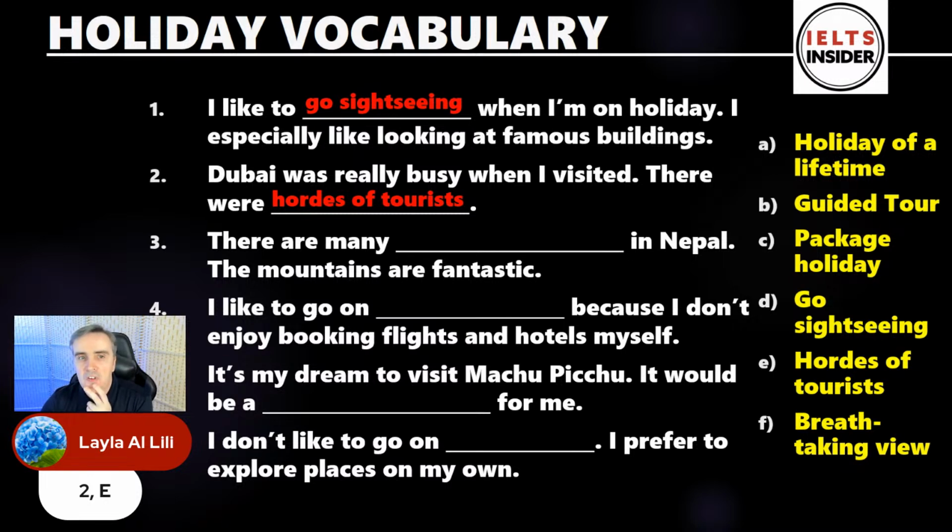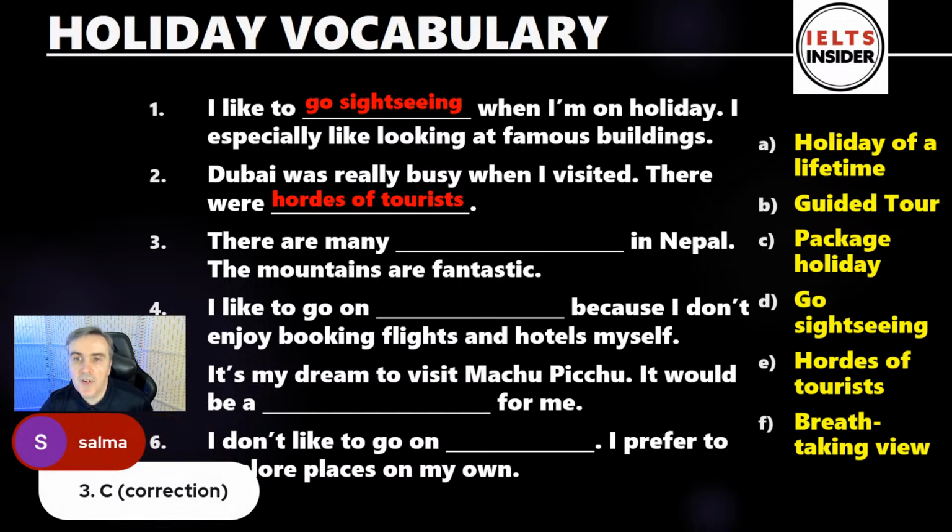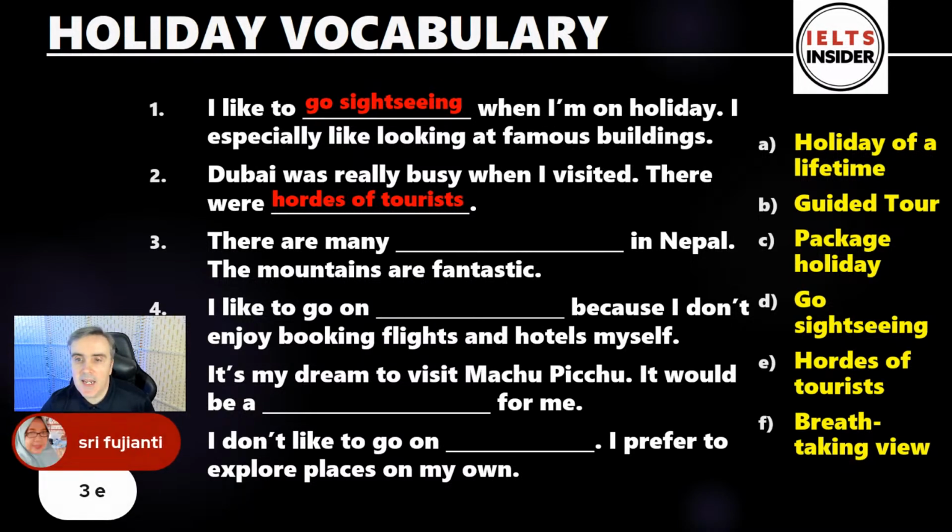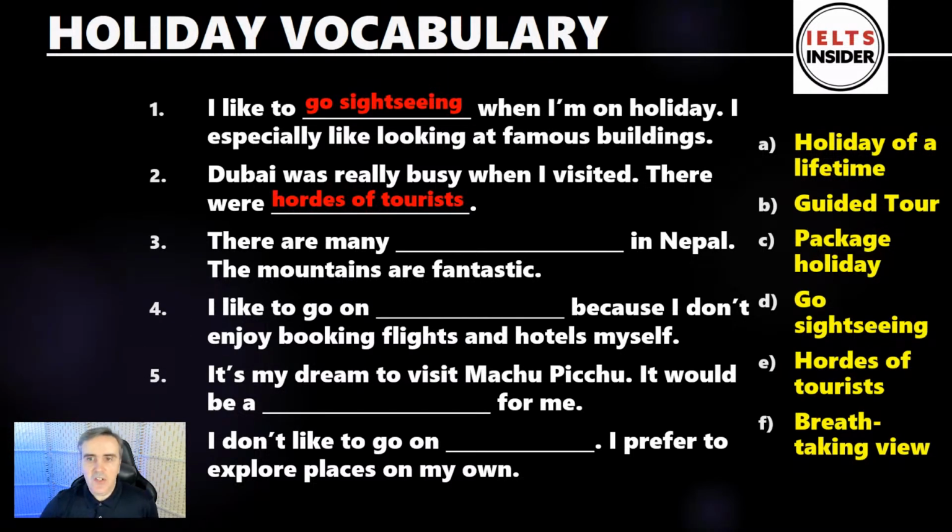So number 3, there were many something in Nepal. Now for number 3, we had to change something a little bit. Let's see. Number 3, Sleepwalker was saying breathtaking view. Mirnawati as well. Layla as well. Okay. Any others coming in for number 3? Number 3, package holiday. Okay. And Shri is saying hordes of tourists for number 3. Okay.